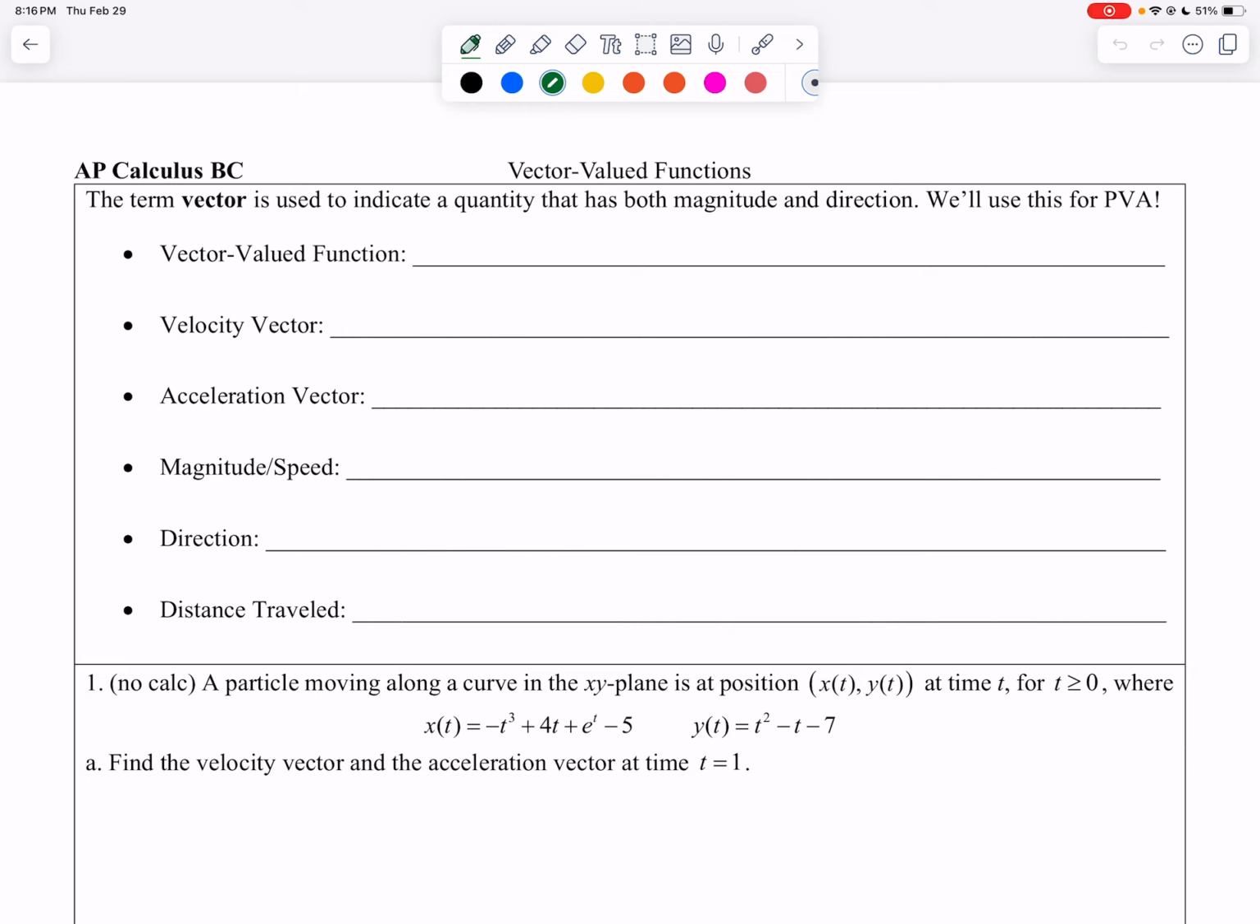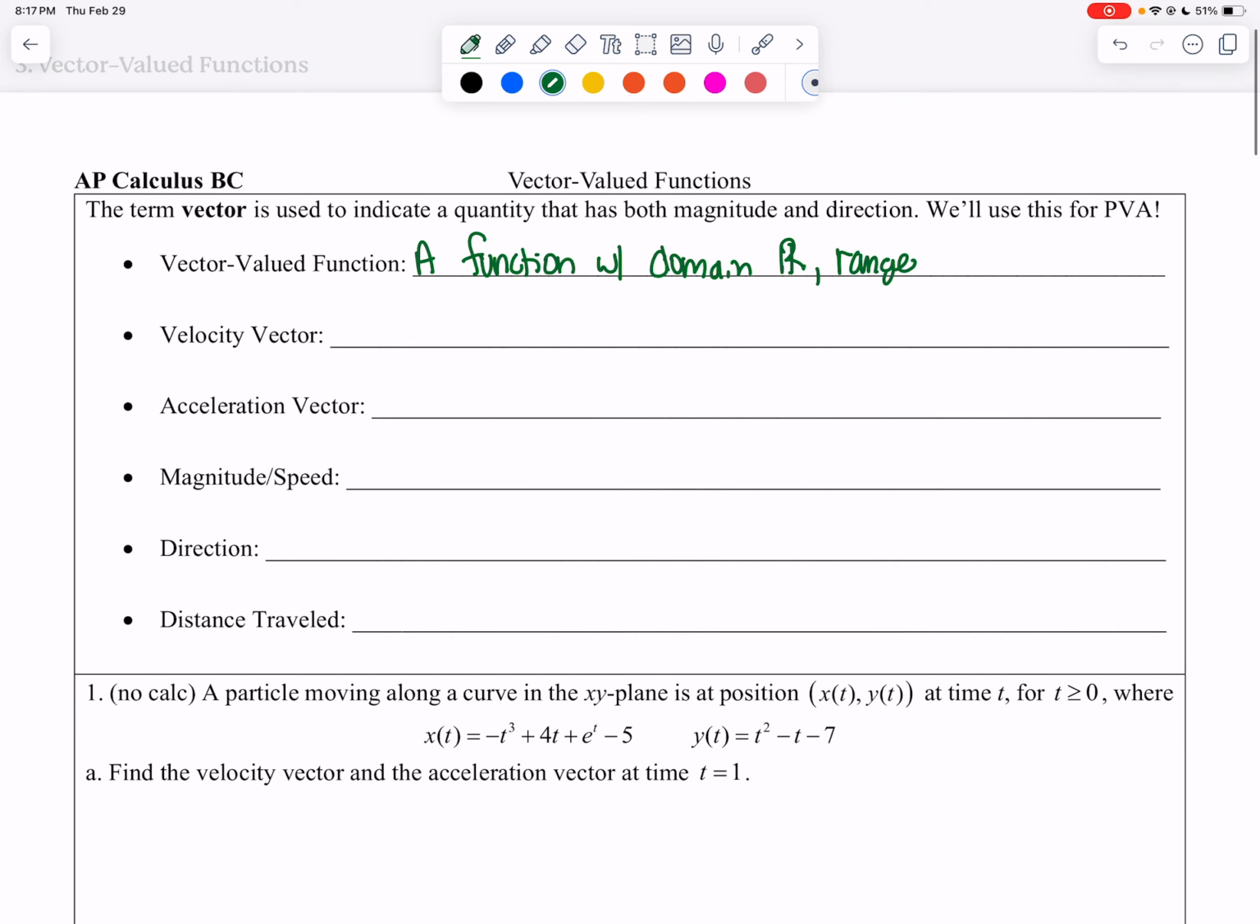You'll probably see them as things that we've already saw in AB, but of course we're going to make it in terms of vectors. A vector value function just means a function with domain of all real numbers, but range is going to be a set of vectors.